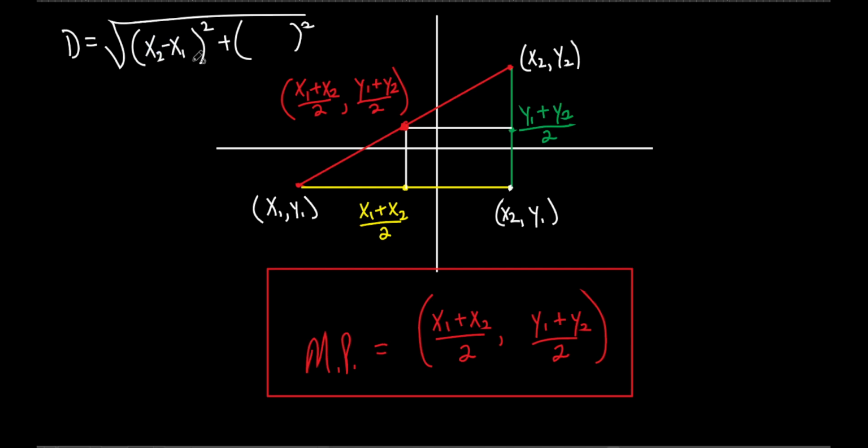Most books do that. A lot of times I'll write x1 minus x2. Doesn't make any difference, right? So this will be what? If you write too fast with this... y2 minus what? y1. So that's the distance formula.